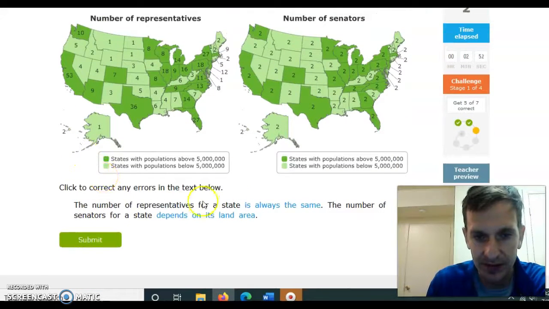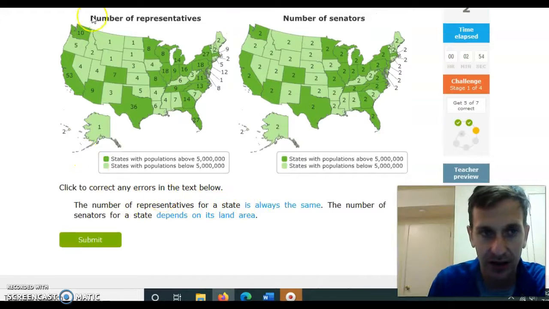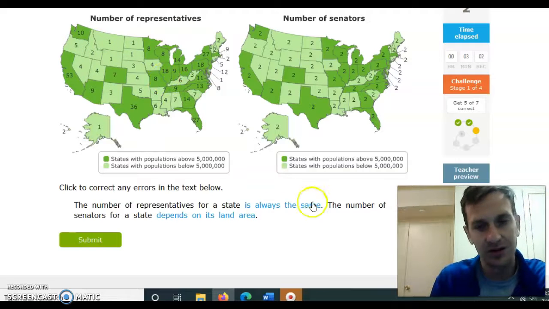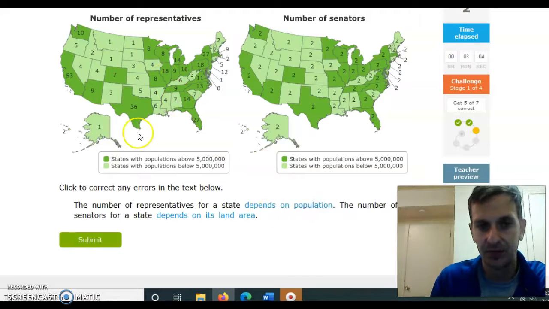The number of representatives for a state is always the same. Alright, number of representatives. Each state has different numbers. So is it always the same? No, it's not. What does it depend on? Population, or does it depend on land area?